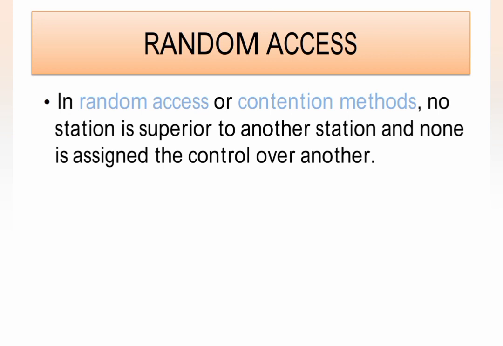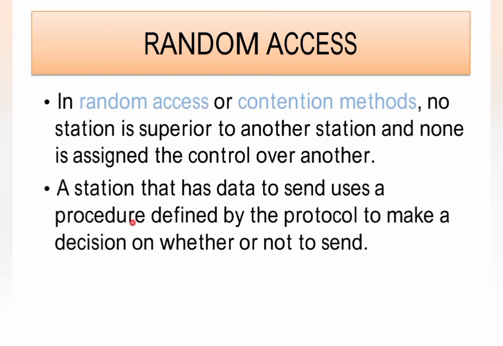In random access or contention methods, no station is superior to another station, and none is assigned control over another. So in the random access protocol, no station is given any priority. All the stations have the same priority over the channel. A station that has data to send uses a procedure defined by the protocol to make a decision on whether to send or not send.